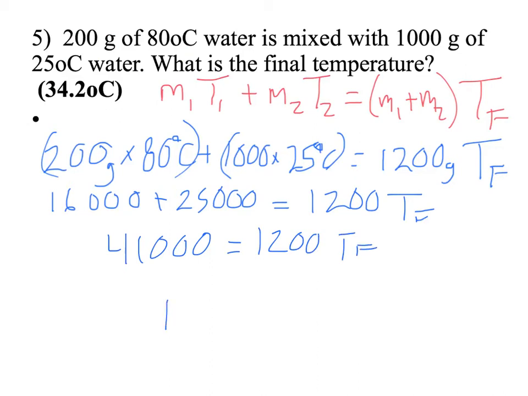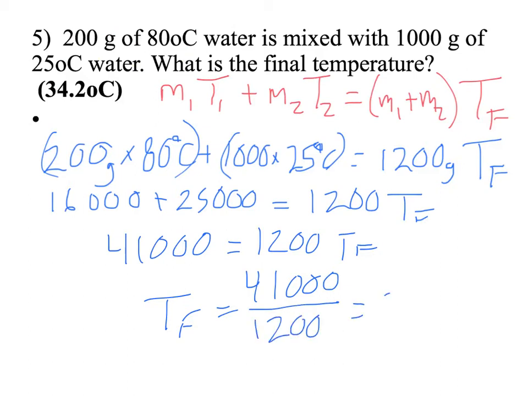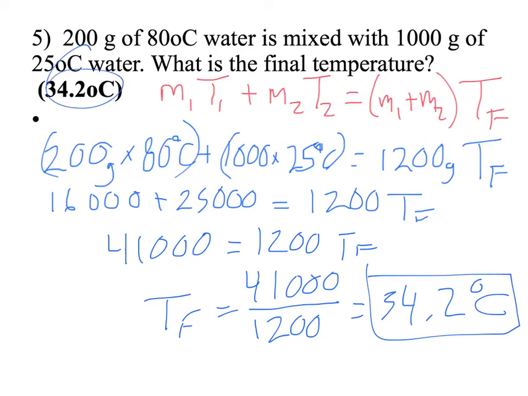So I divide both sides by 1,200 and I get TF is equal to 41,000 divided by 1,200, which is equal to 34.2 degrees Celsius, which is the answer we had up here. It's always nice when they work out.